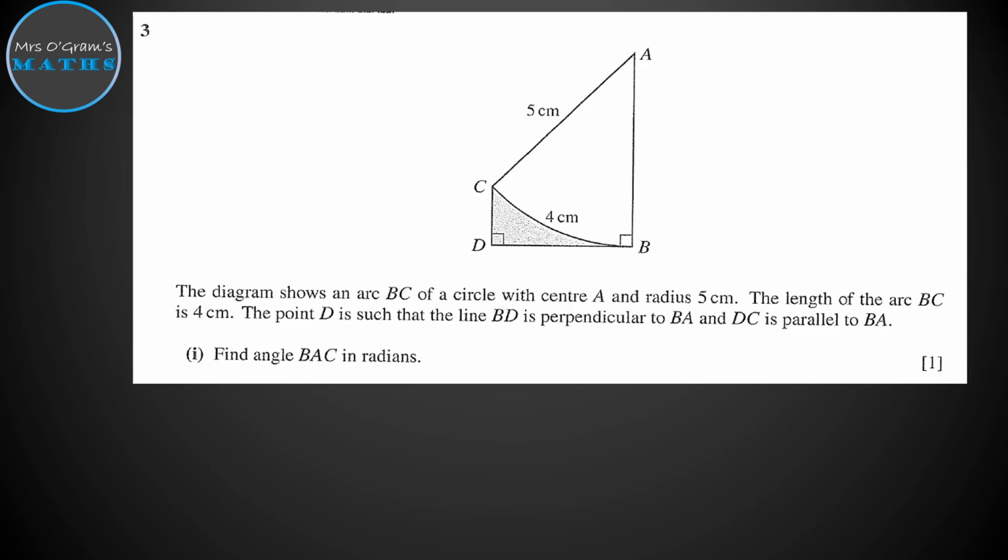Question 3 eases us into a question on circular measure. So first off, I'm going to just label this angle up here as theta so we can work with that, and we need to find the angle BAC. So we need to work out what theta is. We know that arc length equals r theta, and hopefully you're in the habit of writing down your formulas before you use them. So the arc length was 4 centimeters, radius is 5, theta we're working out, therefore theta equals 4/5.